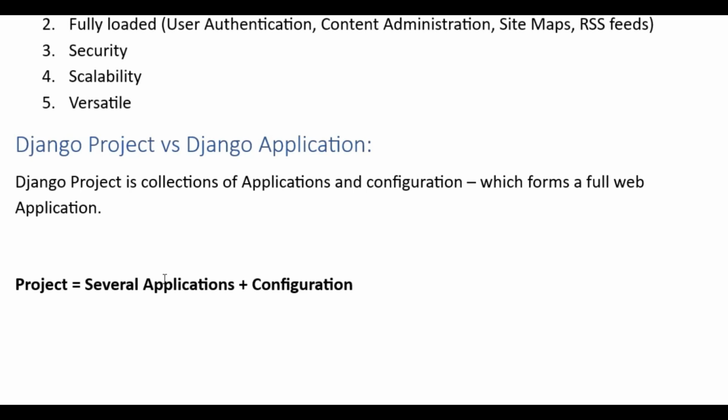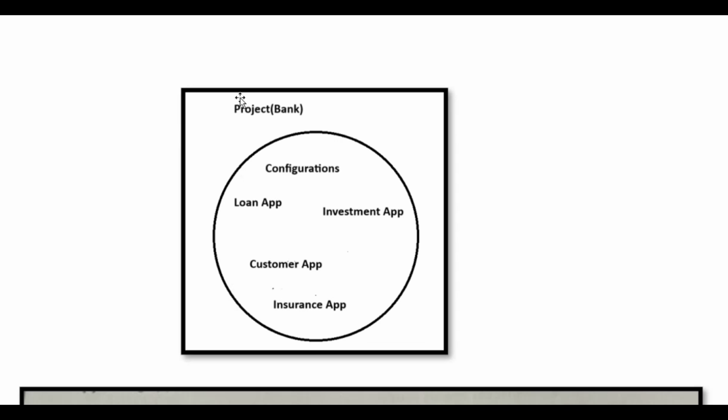We have seen that first we create the project, and then we can create the applications. The project equals several applications plus configurations. Say a project is a bank, and it has the configurations: loan application, investment application, customer application, insurance application. These are all applications, but the project is one.